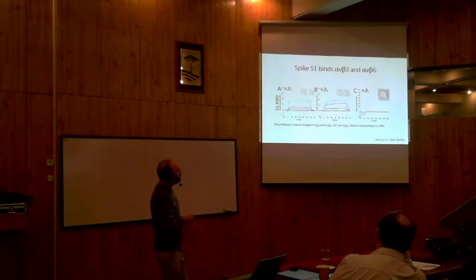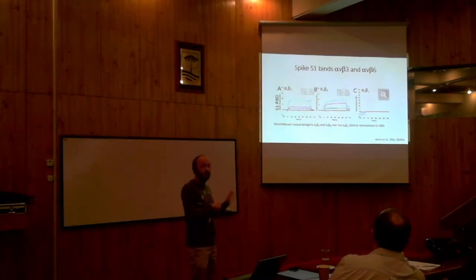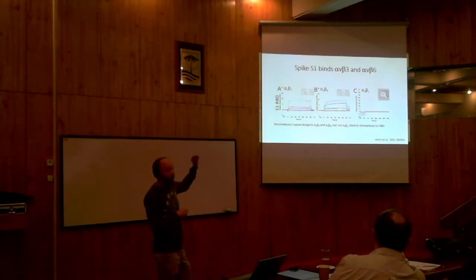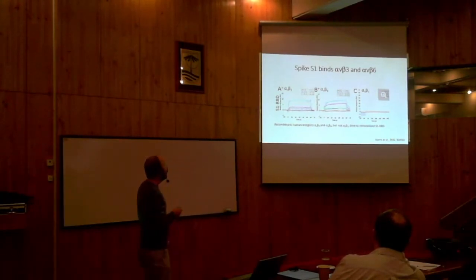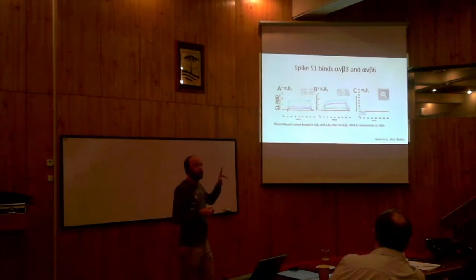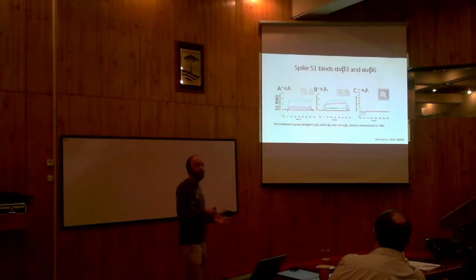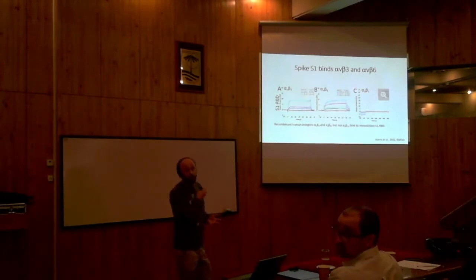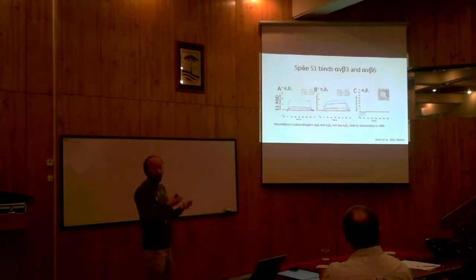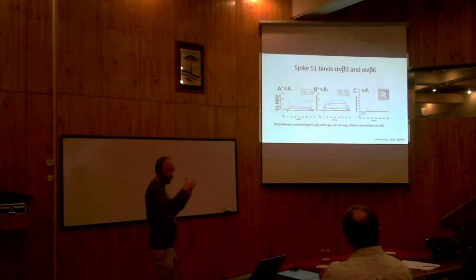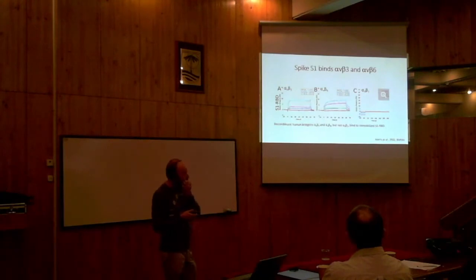They didn't see any binding with alpha 5 beta 1, but this can be because they didn't activate it. It was very important in the first publication that I showed that alpha 5 beta 1 needs to be activated. So with this, you already show three integrins can bind spike protein. So it's very likely that in humans, the virus not only uses ACE2, but can also use the RGD integrins to infect everybody of us.